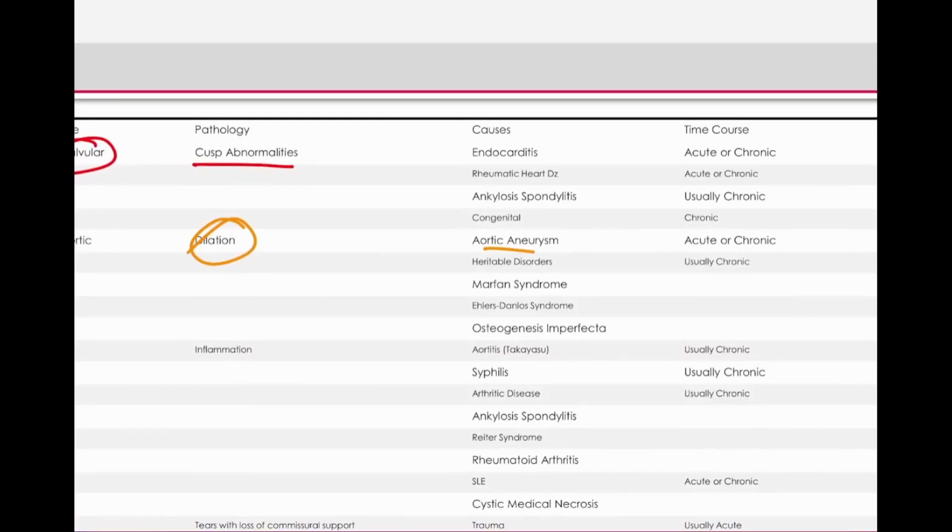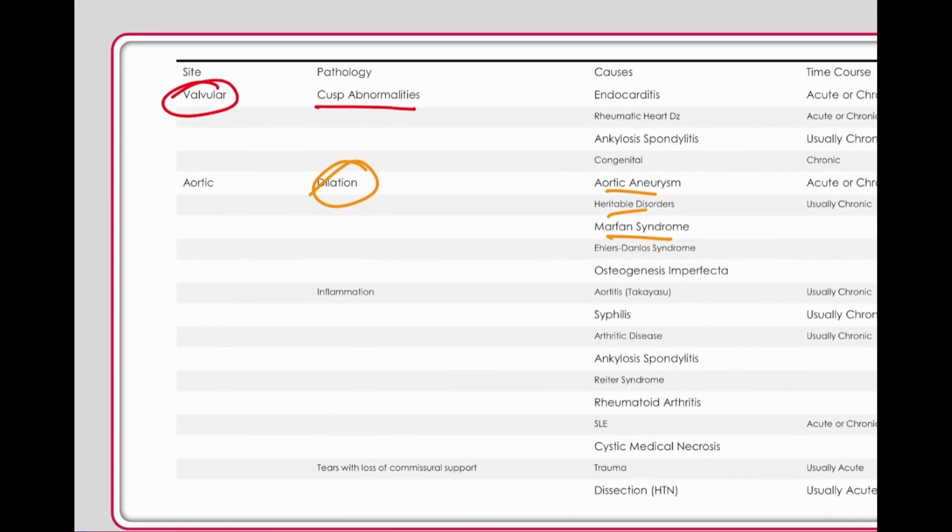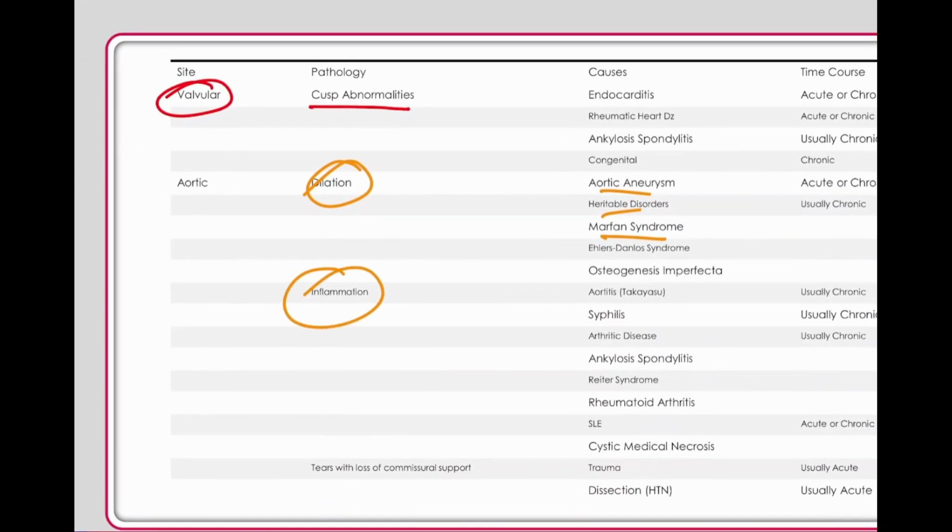Aortic aneurysm will do it, some inheritable diseases, Marfan syndrome. We'll talk about Marfan when we get to musculoskeletal in Unit 3. But they get aortic valve issues with Marfan. And the last one is inflammation as a cause, and tears with loss of commissural support.